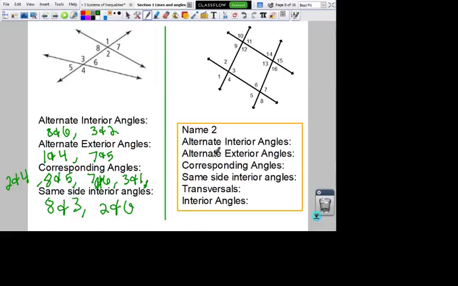That's it. Alright, for your in-class problems, I want you to look at this shape on the right, and you're going to give me a pair of each one of these things. So give me 2 alternate interior angles, 2 alternate exterior, 2 corresponding, 2 same side interior, 2 transversals, and I'm going to have to actually label this a little bit, and then 2 interior angles. So you're going to fill out this whole thing right here. There's a lot of different answers, so you've got a lot to choose from. It's your first set of in-class problems.